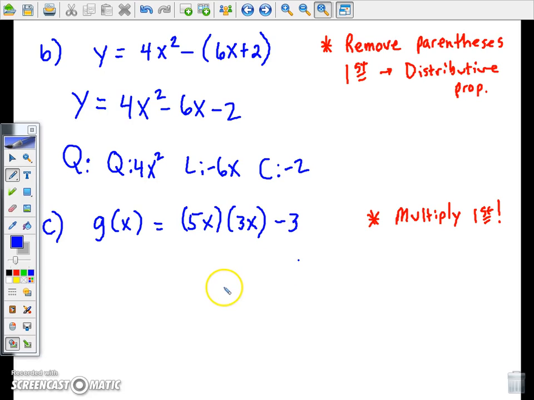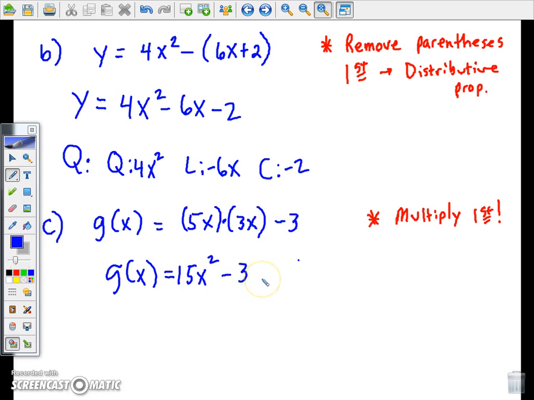Letter C. Let me get somebody different. I'm going to get James. I've given you a pretty good hint here. We need to multiply these monomials together. What would that result in? So, 15x. Very close. X squared. Yeah. Okay. And then minus 3.